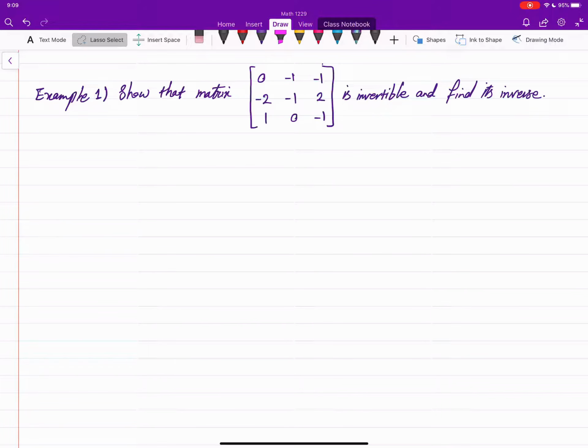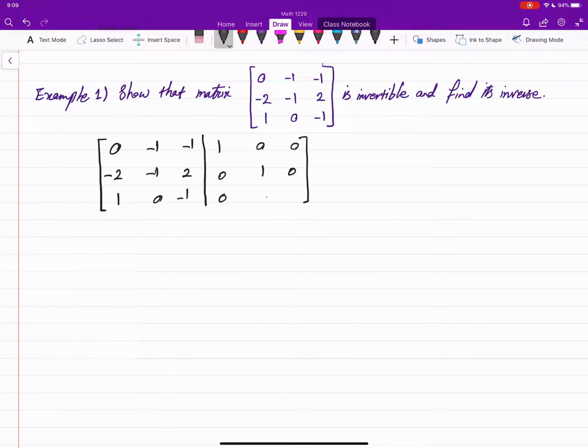Hi, in this video we will do some examples for finding the inverse of an invertible matrix using row reduction. Remember the first step is to form the augmented matrix, A on the left and identity on the right. Then start row reduction.